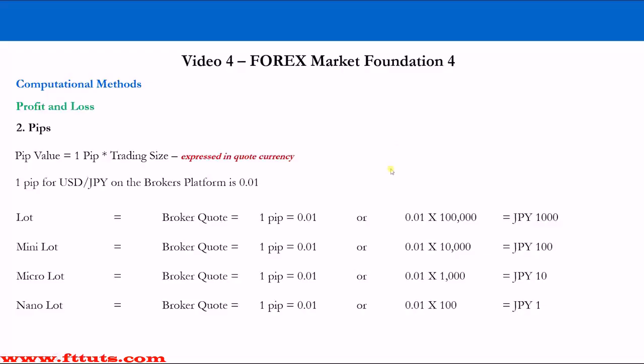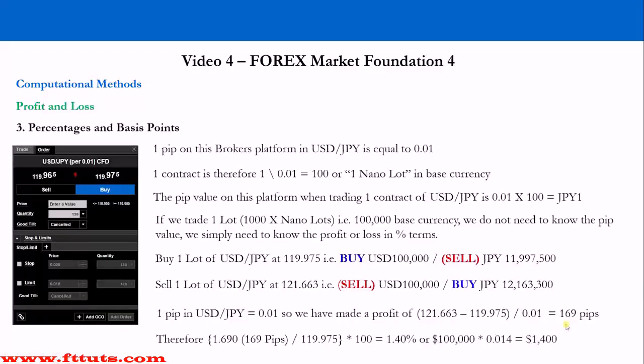So all pretty straightforward. Now, what about if we do this in percentages and basis points? So let's take the same example of dollar yen. So we know that one pip is spot 0.1, and the contract value is 100 in base currency.